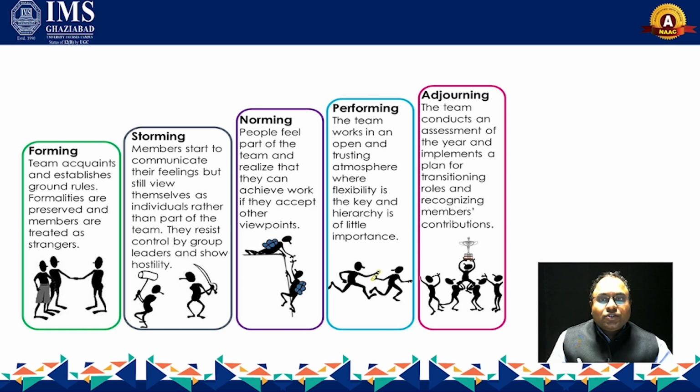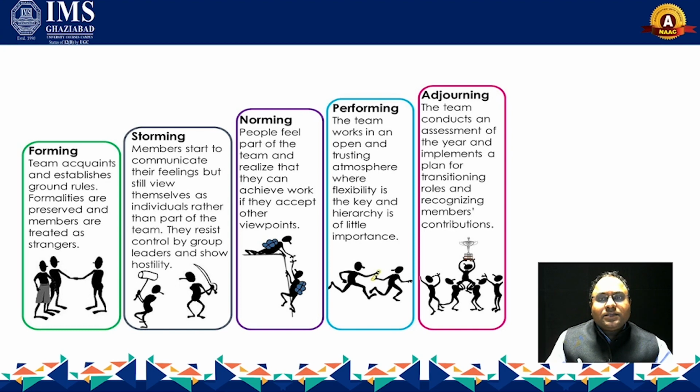The second stage is storming. In the second stage, as people communicate further and try to understand each other, differences are created. People have different opinions and different understandings. Based upon that understanding, opinion, and likeness, people have differences within the group. So that stage is known as storming.